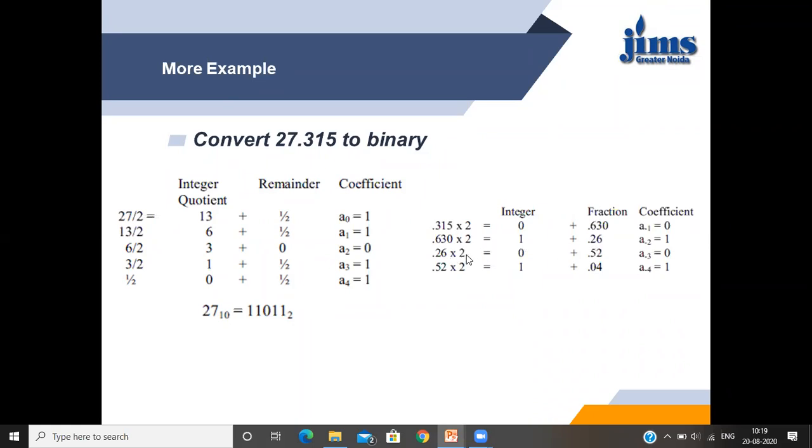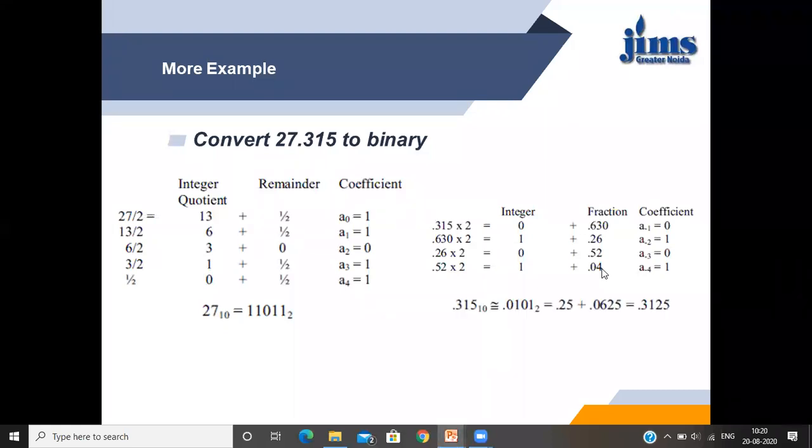0.26 multiplied by 2 is equal to 0.52. So the next coefficient is 0 and the fraction is 0.52. Again 0.52 is multiplied by 2, that is equal to 1 plus 0.04. So the next coefficient is 1 and the fraction is 0.04. Now at this moment, as we are seeing that this is not going to be 0, we can stop here, and the resulting value will be an approximate conversion.